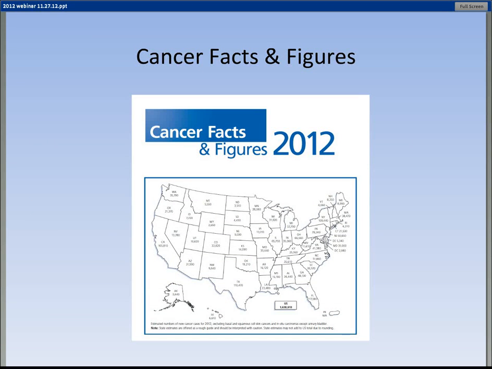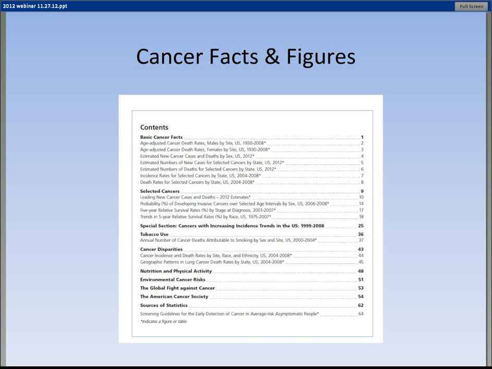I wanted to bring up the Cancer Facts and Figures. This is the national publication for 2012. Those of you are probably familiar with how this one looks. I basically just wanted to go through it briefly to give you an idea of the contents in there. The issue that comes out in January and February has the new estimates for 2013 or 2014, as the years go on.